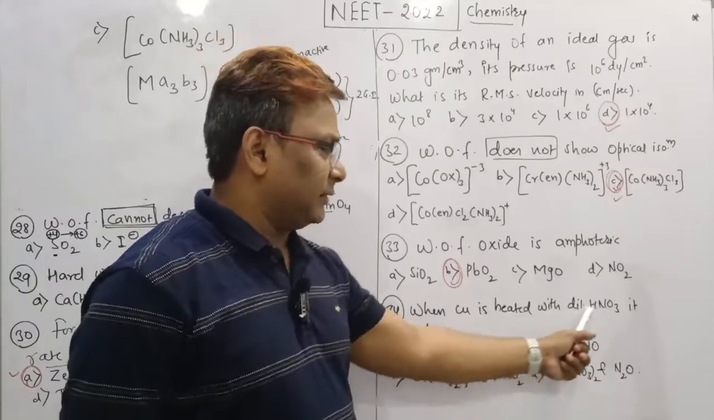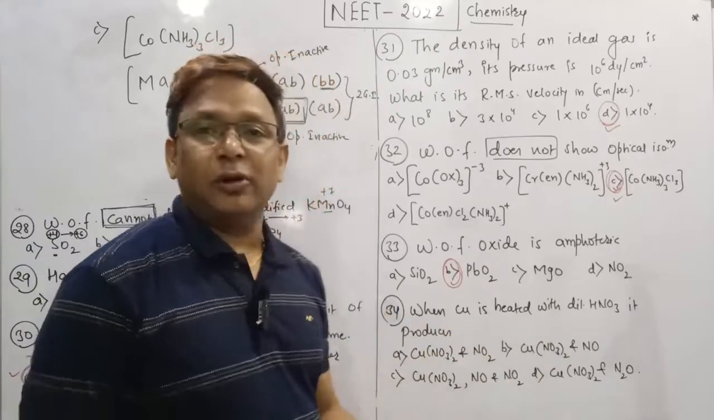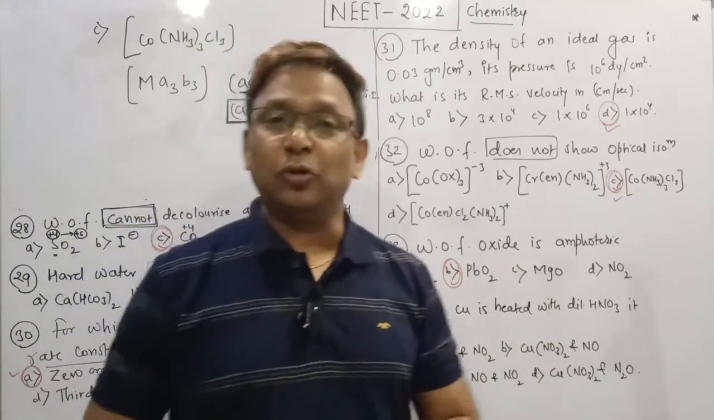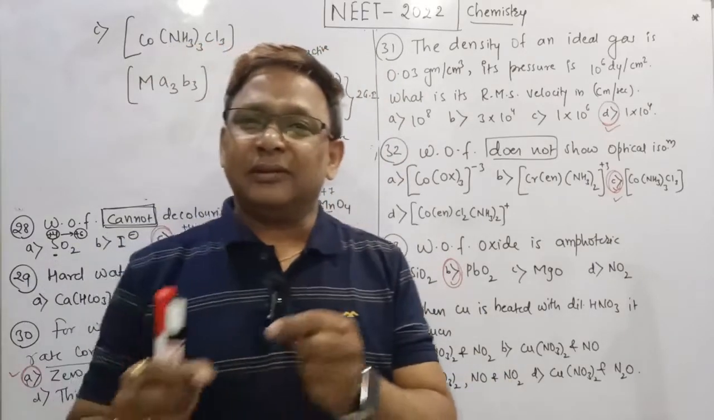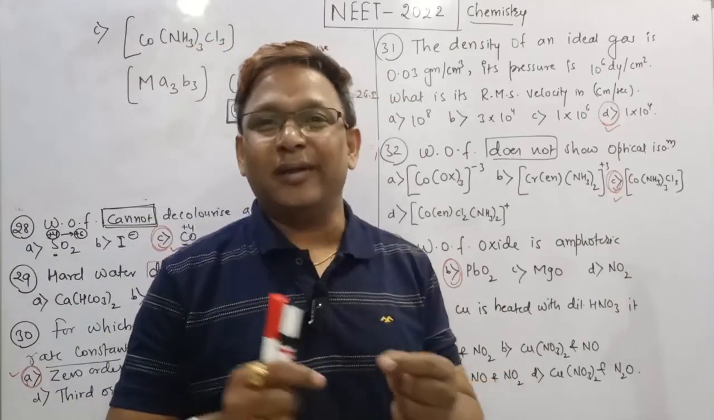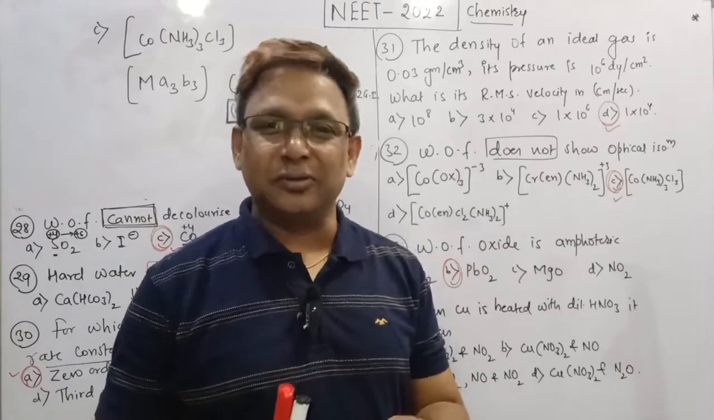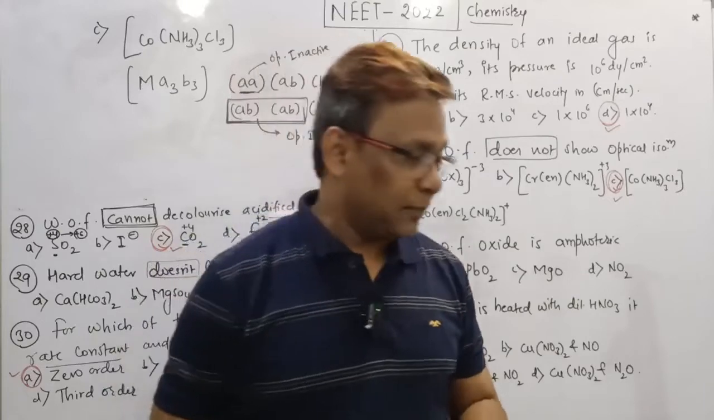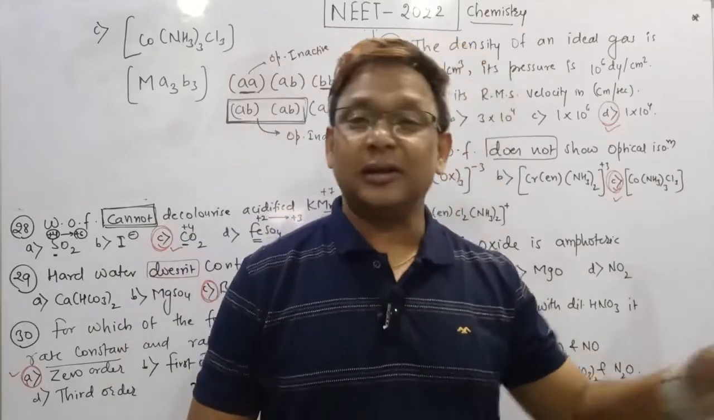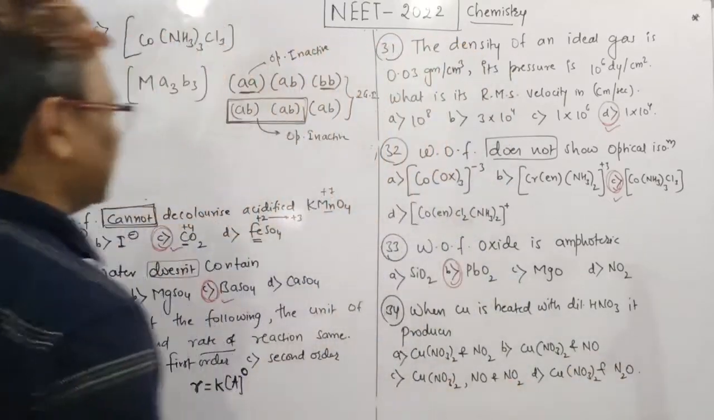When copper is heated with dilute HNO3, it produces what? If you see my YouTube, I uploaded a short about this. What is that? Zinc with dilute nitric acid gives rise to what? Zinc with concentrated nitric acid gives rise to what? Copper with dilute nitric acid gives rise to what? And copper with concentrated nitric acid gives rise to what? I'll show you that one.